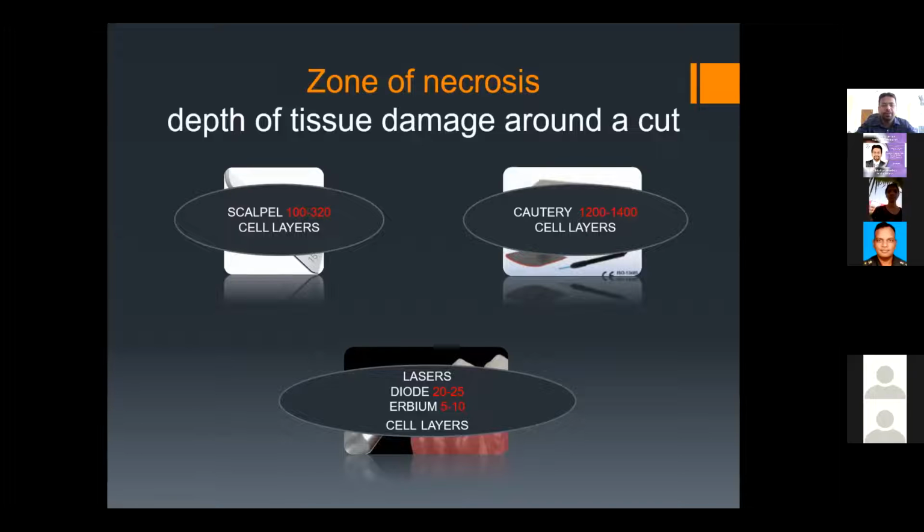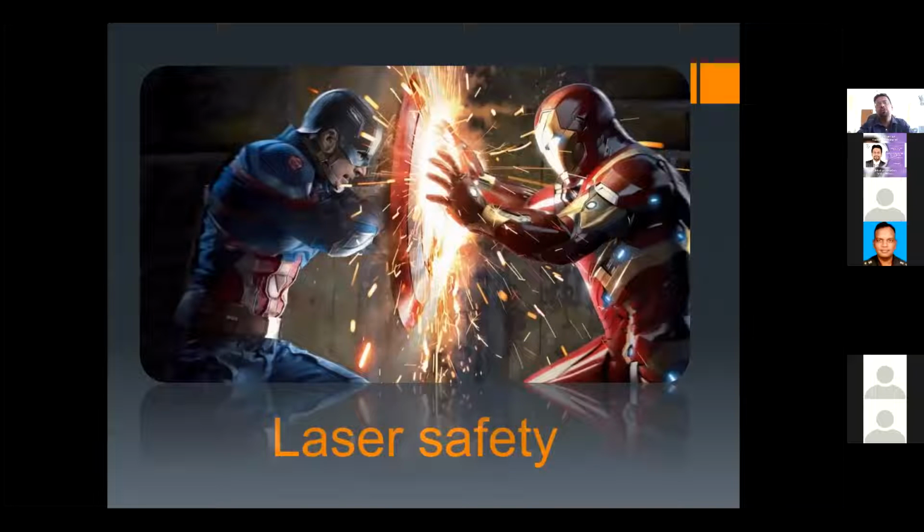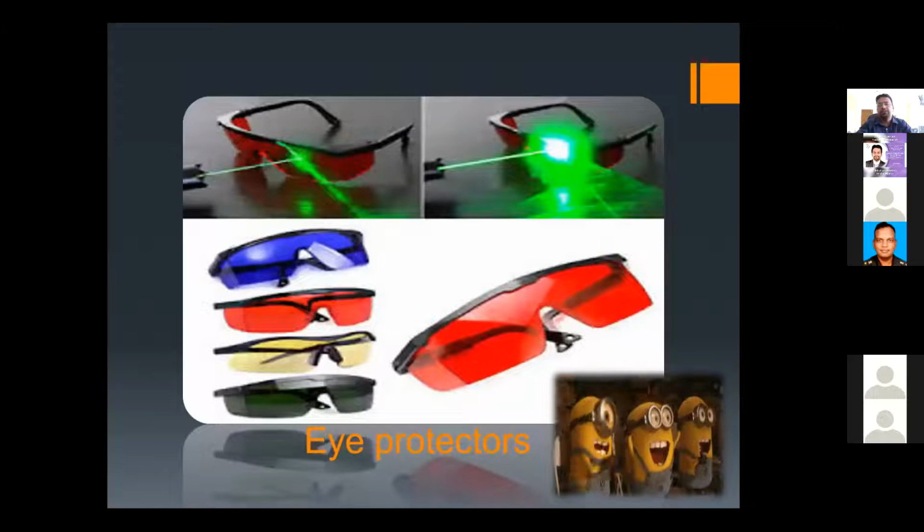Okay, so let's see what all safety precautions you have to take when you are using lasers. First thing, you should use a wavelength-specific eye protector when you are using lasers. Now see, there are different goggles: blue, red, yellow and green, right? These are not different colors, these are wavelength-specific goggles. For example, if you are using a soft tissue laser, you cannot use a laser goggle which can be used for hard tissue. You have to use the same wavelength goggle for the same wavelength laser.